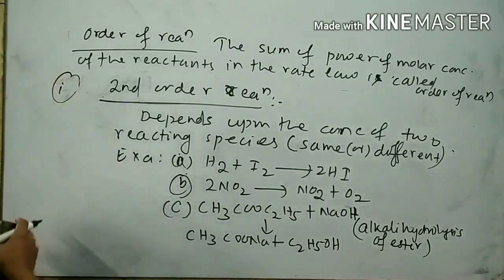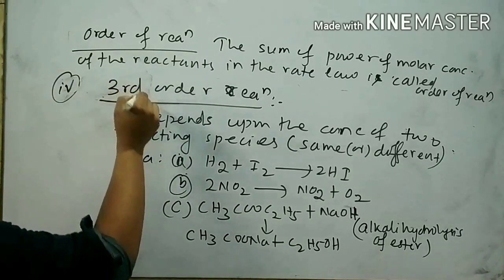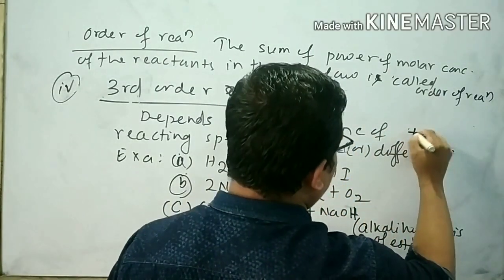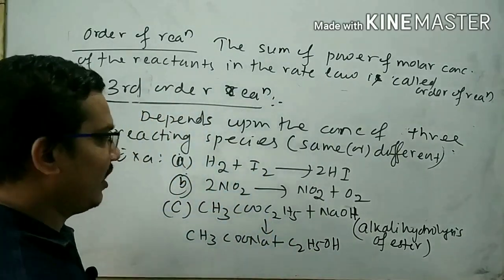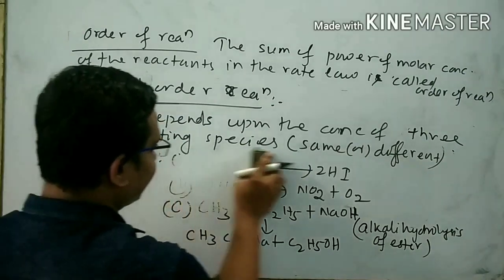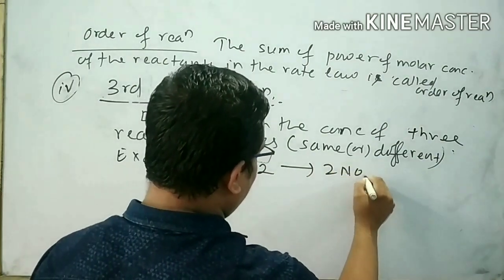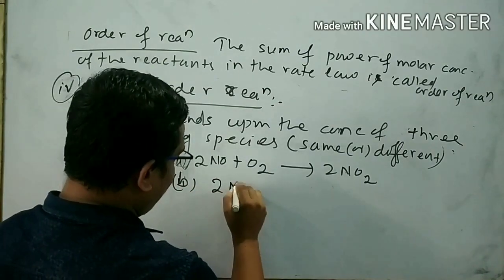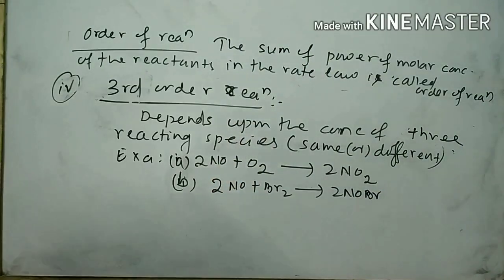Like that, we can also explain the third order reaction. In a third order reaction, the rate of reaction depends upon the concentration of three reacting species. The reacting species may be the same or different. The examples are: number one, 2NO plus O2 gives 2NO2. The second example is 2NO plus Br2 gives 2NOBr. These are the examples of third order reaction.